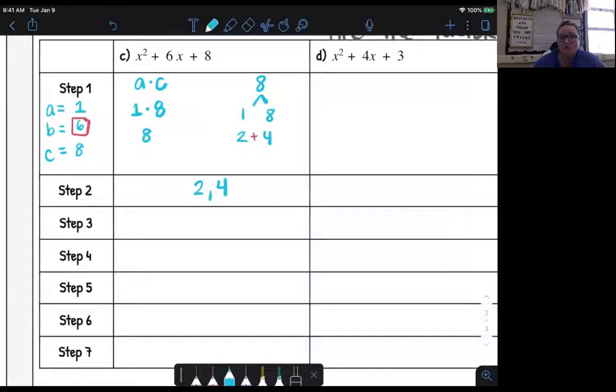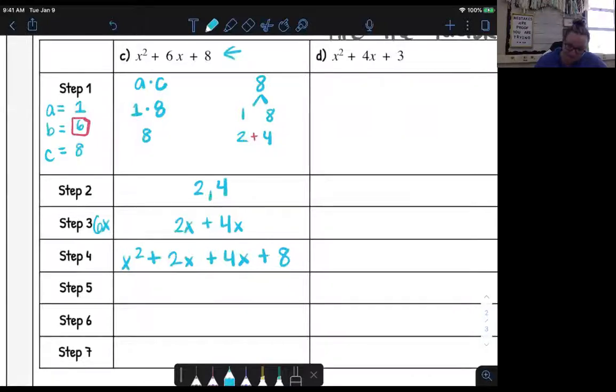Step 3 is to rewrite the bx term, or 6x, using 2 and 4. So if I do 2x plus 4x, I'm going to get 6x. Then step 4 is to rewrite the original polynomial using 2x and 4x instead of 6x. So we're going to have x squared plus 2x plus 4x plus 8. And now we have our 4 terms. So to factor by grouping, you always want 4 terms, which we have now. We started with 3, now we have 4.